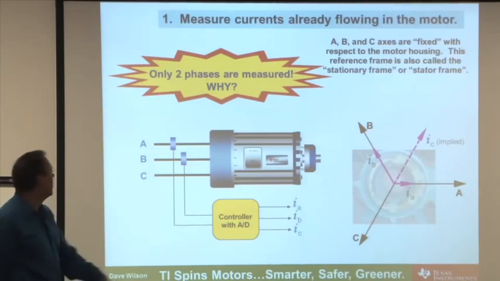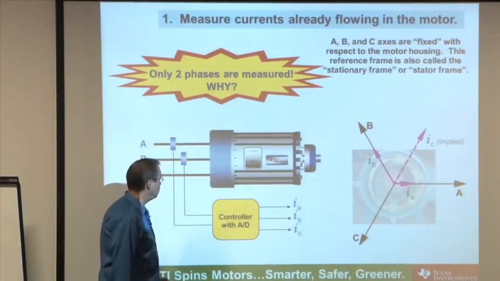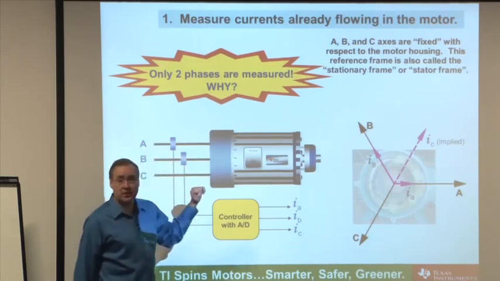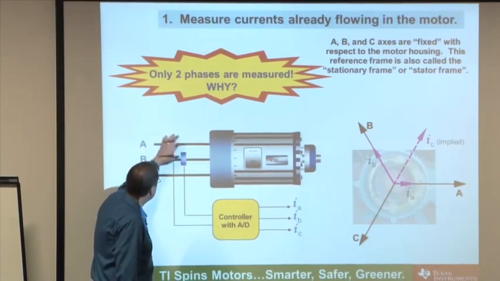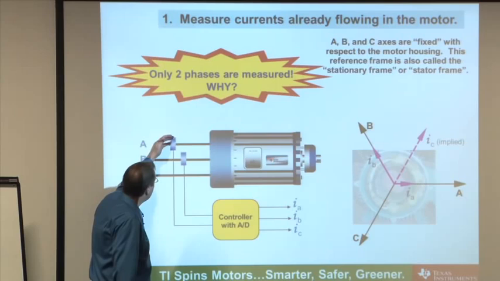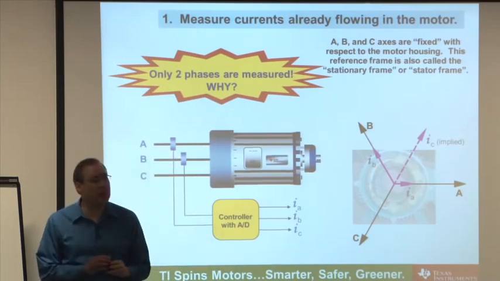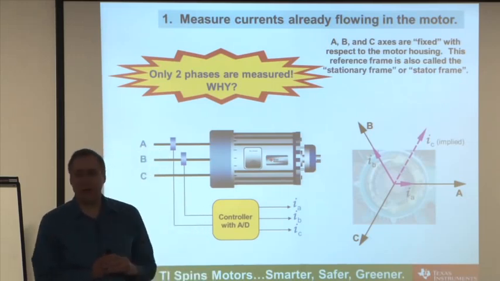So now, step number 1, measure the currents that are already flowing in the motor. This is an AC motor. Well, I've got 3 currents now that are flowing instead of 1. So what I'm going to do here is use some kind of sensors, shunt resistors, whatever, and I'm going to measure 2 of the 3 currents. Why do I not need to measure the 3rd current? Anybody know?